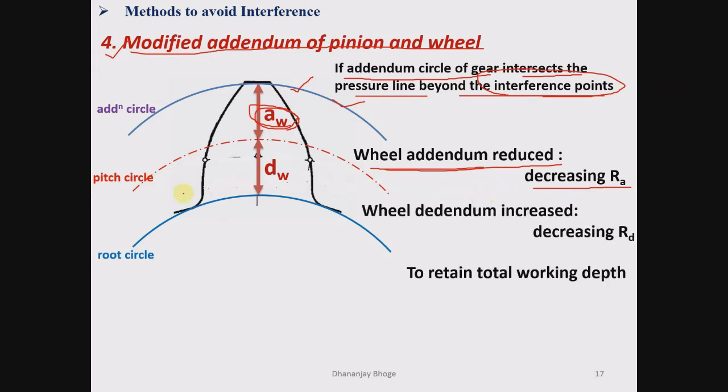But because of this, the working depth of tooth will get disturbed. The working depth of gear will get disturbed. So to compensate the change in the working depth, if you reduce the addendum of the gear wheel, we must increase the dedendum of gear wheel, so that the total working depth is preserved. Okay, got this?